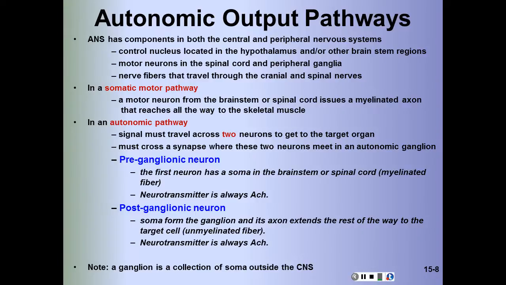But in the autonomic pathway, the signal must travel across two neurons just to reach the target, a gland or a smooth muscle cell, and must cross a synapse where these two neurons meet in the autonomic ganglion.